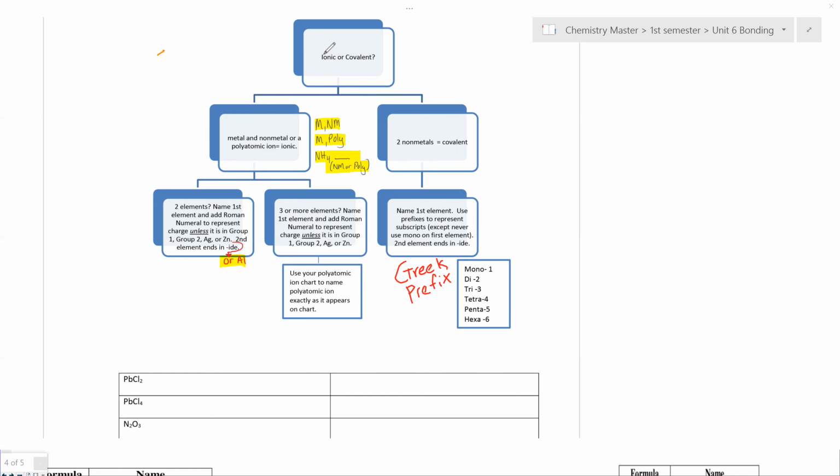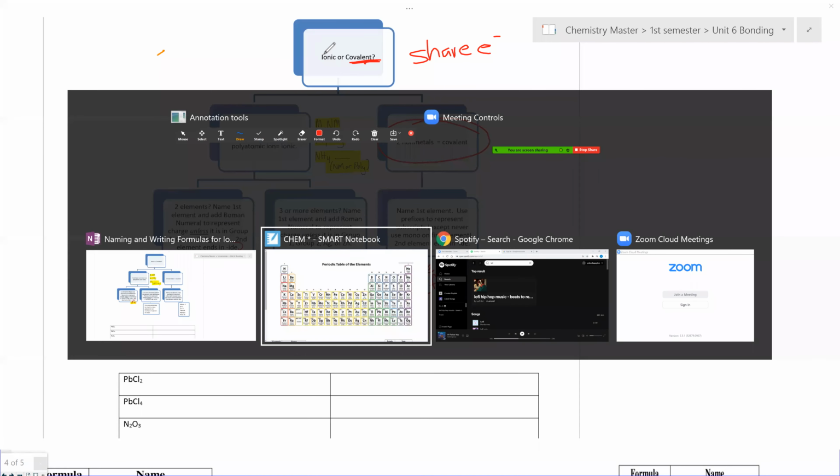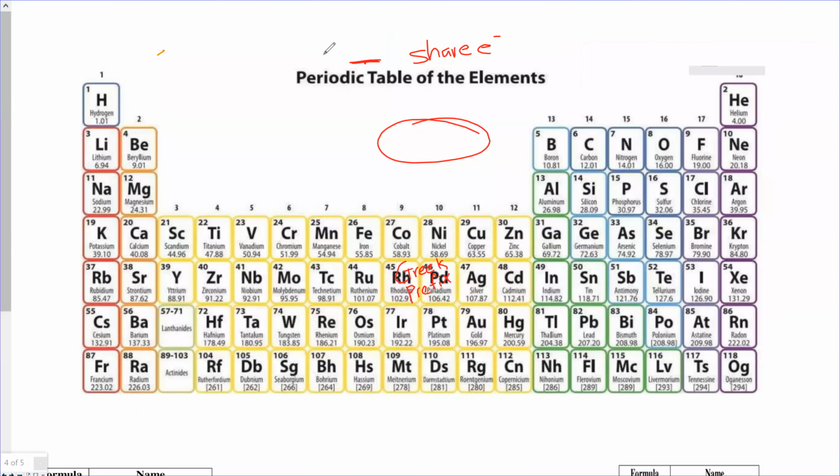So now we're on the covalent side. We say they share electrons, and the way we can tell that they are covalent is because it is 2 nonmetals. It's just that easy. Where are nonmetals on the periodic table? Are they on the left or right side? Let me show you the periodic table. Here's your periodic table. Where are nonmetals? They are on the right side.